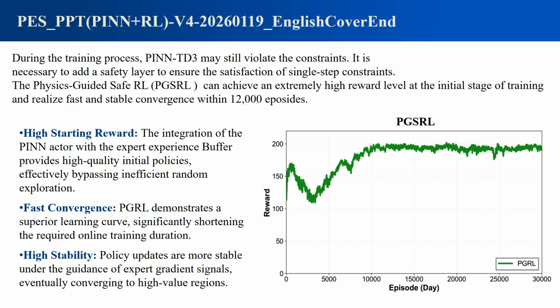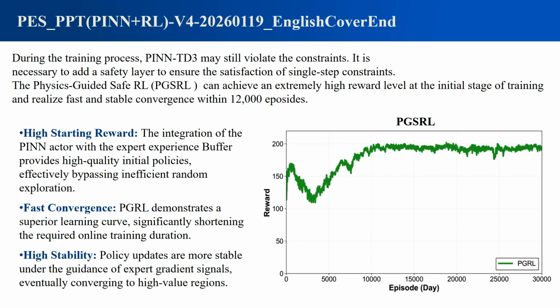High starting reward comes from the PINN actor and expert buffer, which prevent inefficient random exploration. Fast convergence appears because the policy does not spend most of training learning basic dispatch feasibility from scratch. High stability appears because expert gradient signals and safety-corrected interaction reduce destructive policy updates.